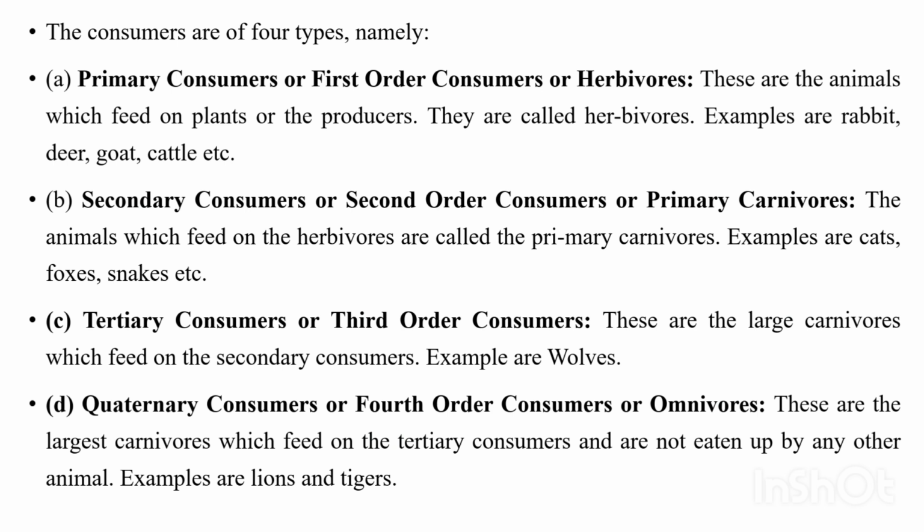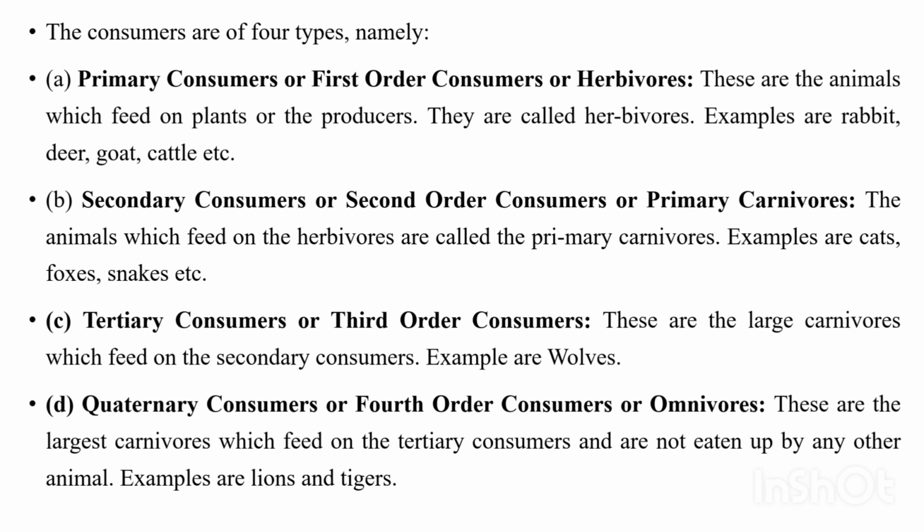Next, the consumers can be categorized into primary consumers, which are also known as herbivores, those who feed on only plant or plant products like rabbit, deer, goat, cattle. Then secondary consumer or primary carnivore, the animals which feed on the herbivores, for example cat, snake, fox. Tertiary consumers, which are large carnivores, feed on secondary consumers, for example wolves.